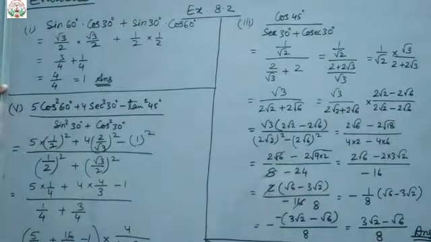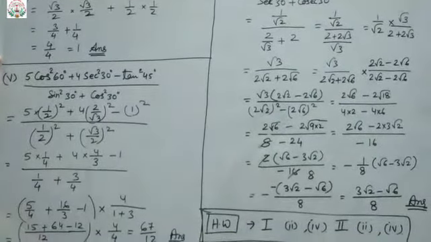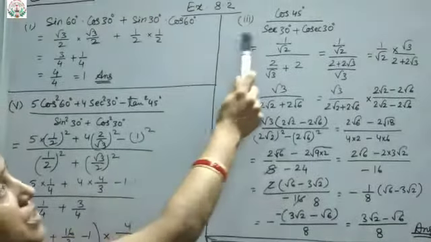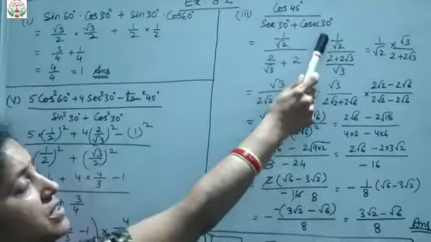Second one, do it as homework. You only have to put the values which are given in the table. Now the third one: cos 45 upon sec 30 plus cosec 30.